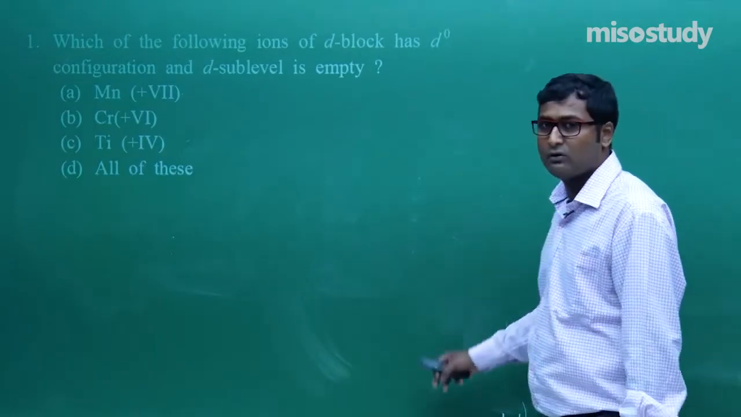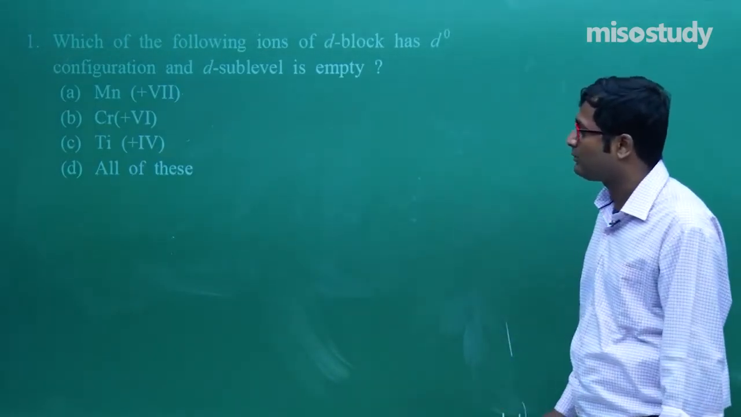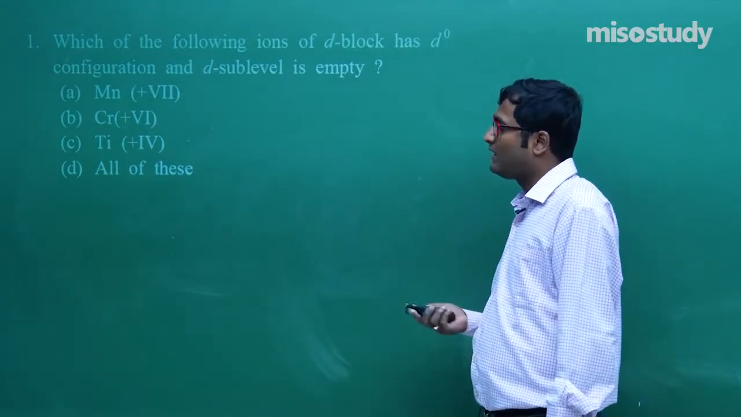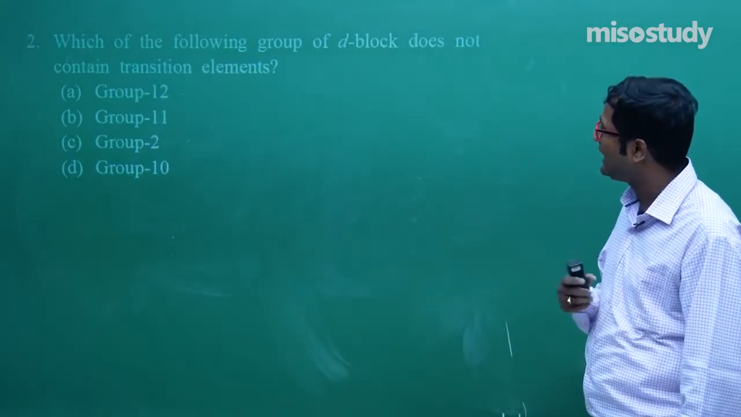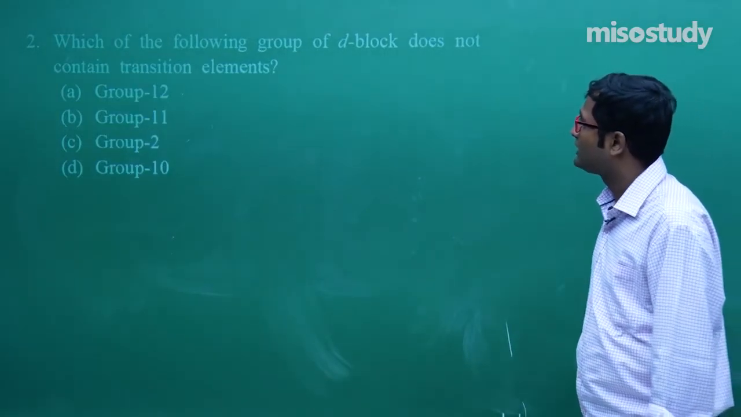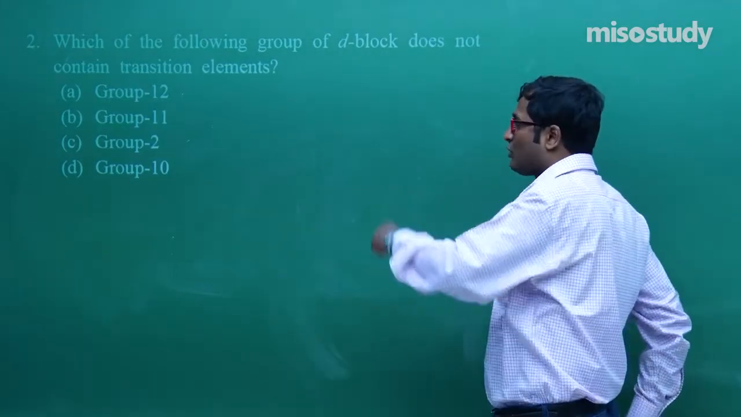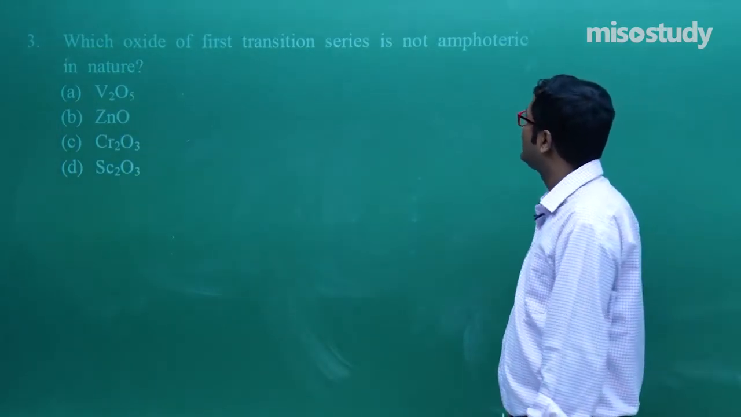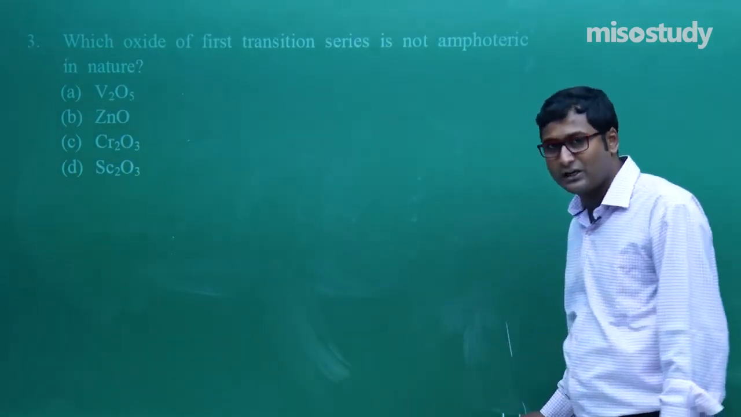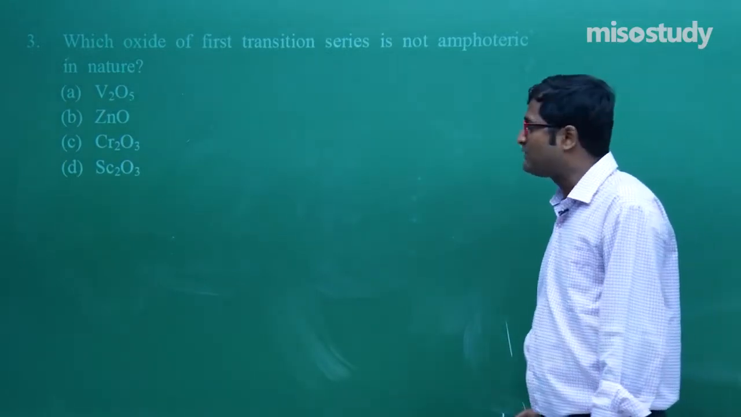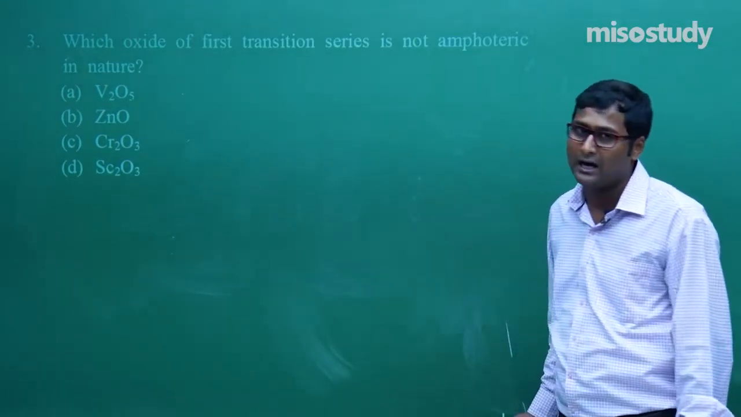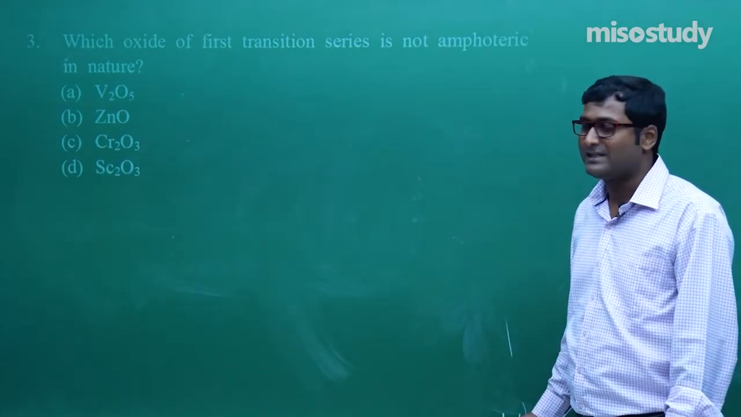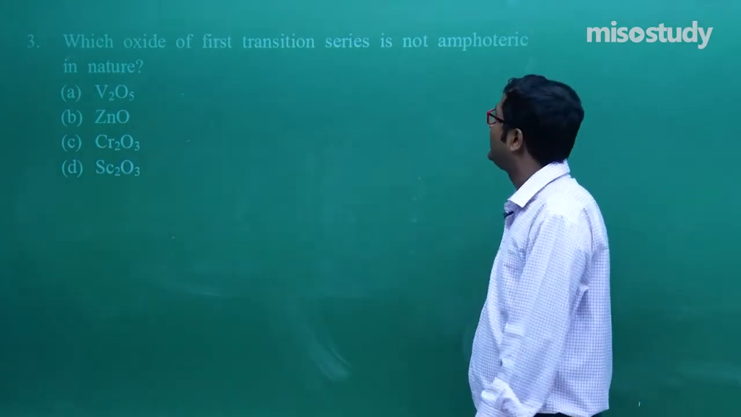Now for question number 1, tell me what was the correct option. Sir, D option. Now check out once again, which of the following groups of d block does not contain a transition element? Sir, group 12, that is A option. Now, which oxide of the first transition series is not amphoteric? As I told you earlier, V2O5, ZnO, Cr2O3 are all amphoteric in nature, but Sc2O3, scandium oxide, is not amphoteric in nature.